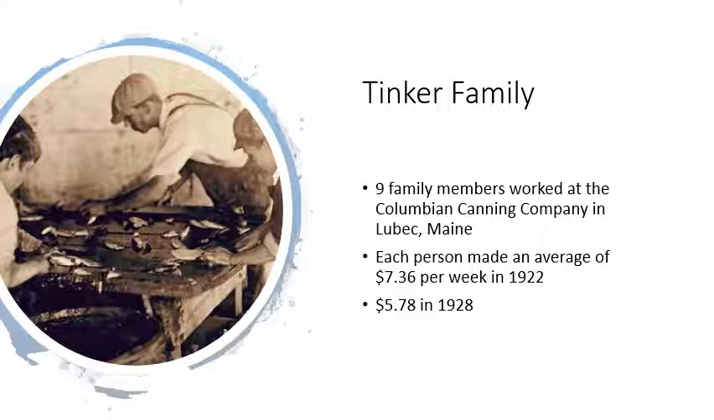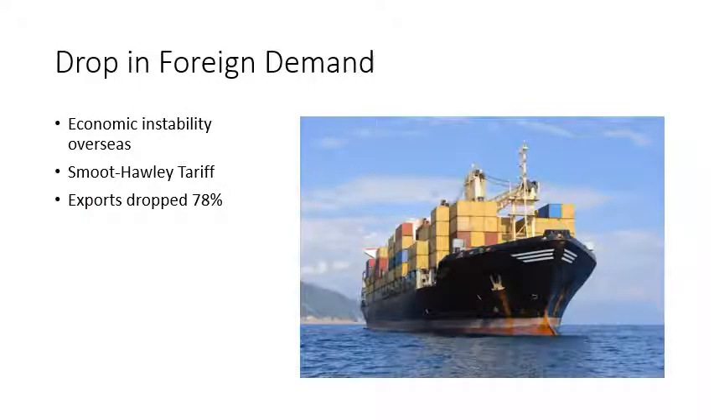So that means they can't buy as much. That means that there are problems sustaining their lifestyle. So this is really a problem in the economy. Another problem is there's a drop in foreign demand for American goods. So there is economic instability overseas, in particular in Germany. Other places are beginning to see an economic downturn. Germany is seeing a hyperinflation crisis.